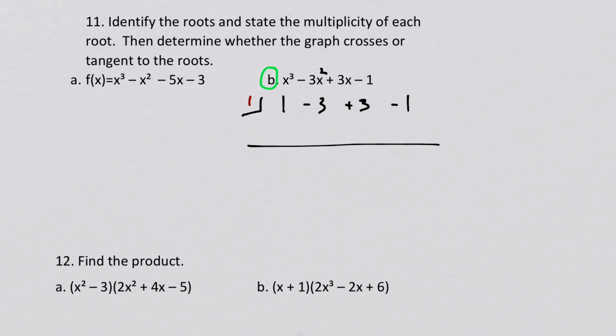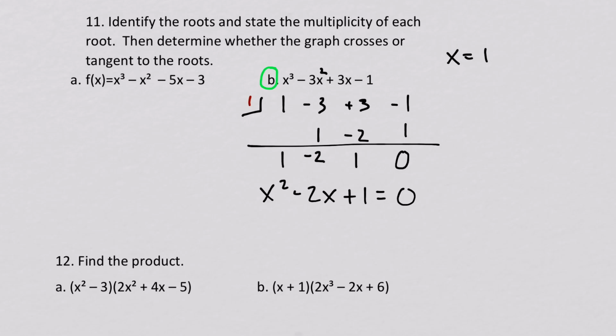So here we go. Bring down the 1. 1 times 1 is 1. That's negative 2. That's negative 2. That's positive 1, that's 1, that's 0, we got 0. My first factor, my first solution is x equals 1, right? Now we have to figure out more, so we have 1, negative 2, and negative 1 as my remaining numbers here. I'm going to turn that into a quadratic, as I've done in the past. This is x squared minus 2x plus 1 equals 0. We're going to try to factor that out. Two numbers that multiply to make 1, but when you combine them together, they make negative 2. Negative 1 and negative 1.